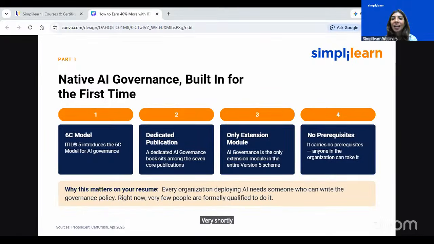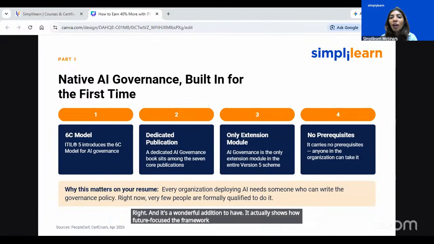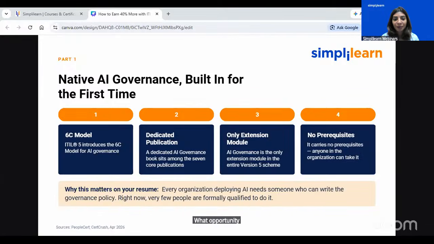Yeah. Right. And it's a wonderful addition to have. It actually shows how future focused the ITIL framework has become. And with that, I have one more question. If version 5 offers so many improvements, why do you think much of the industry is still operating on older versions? And for professionals attending today's webinar, what opportunity does that create?